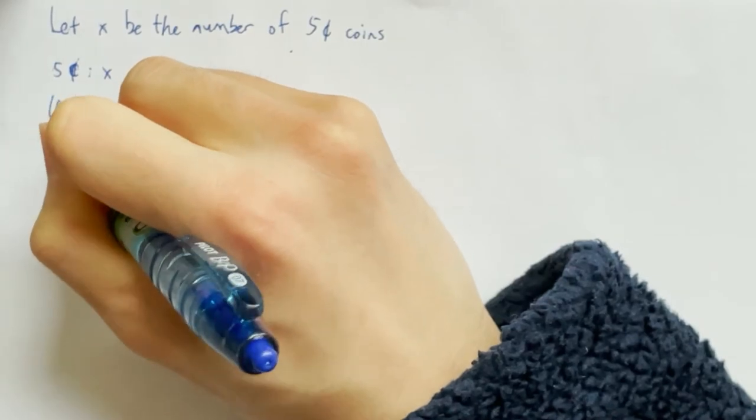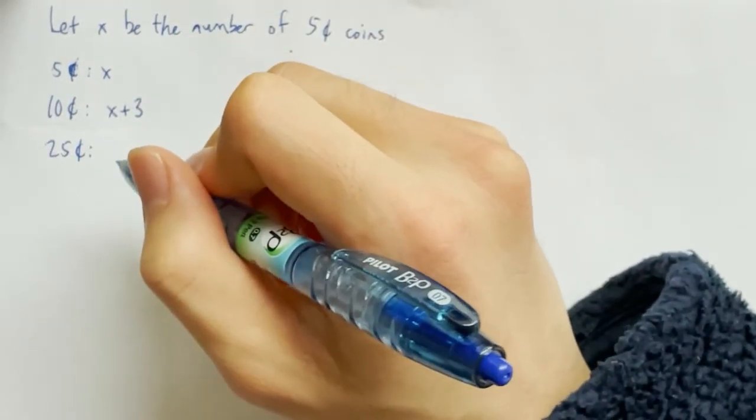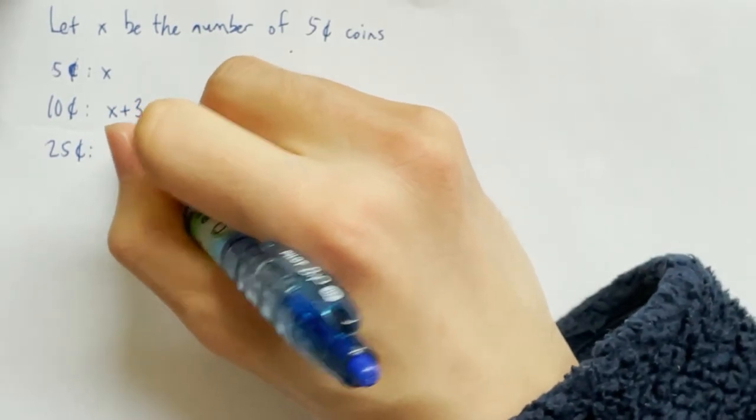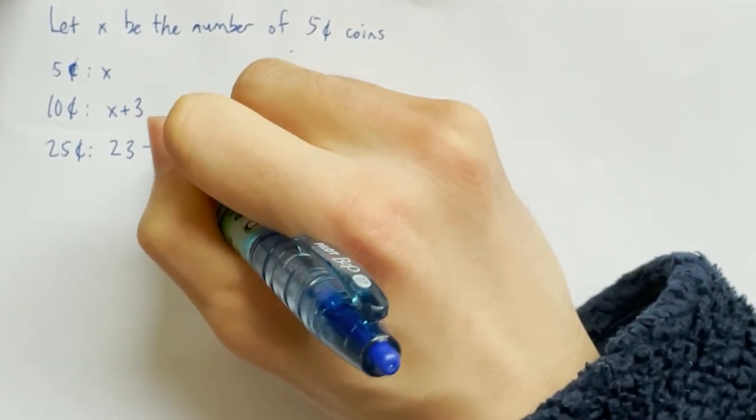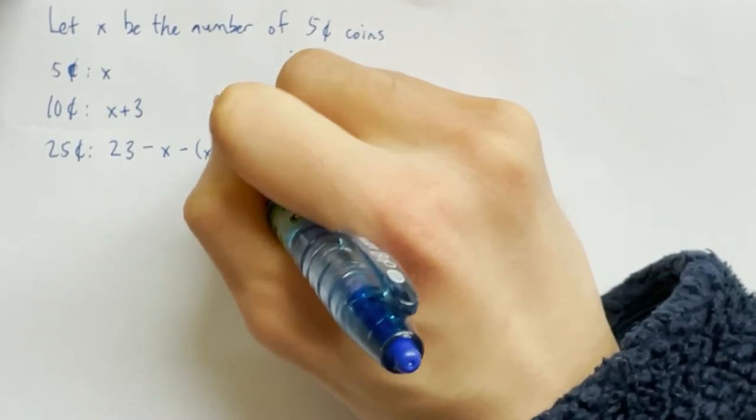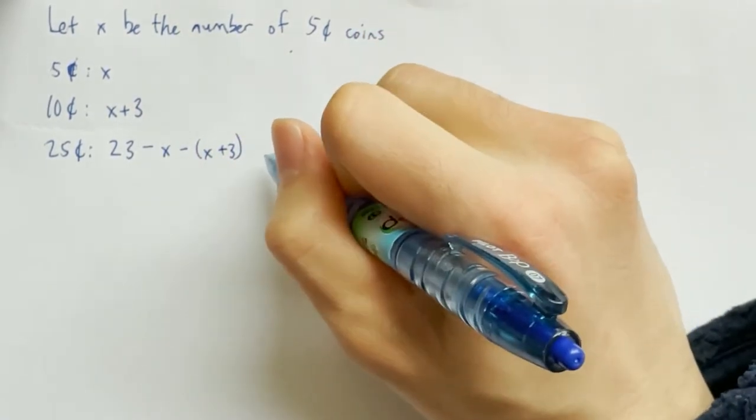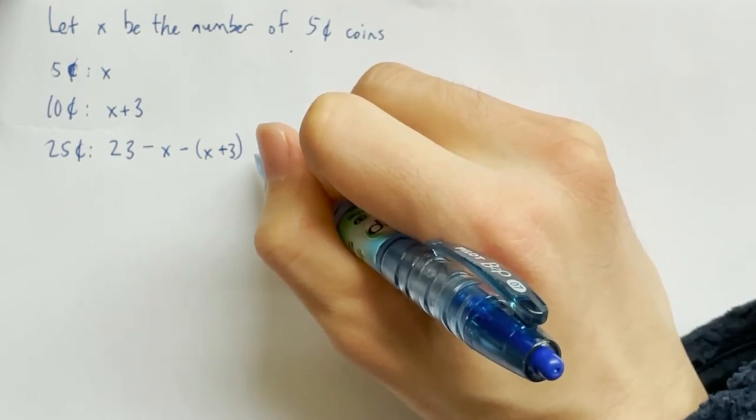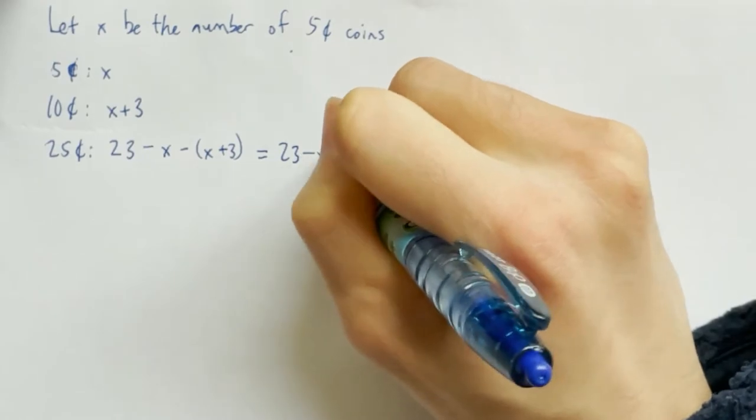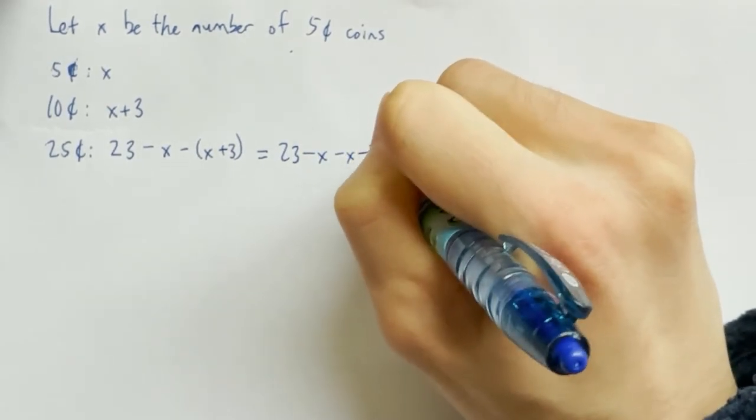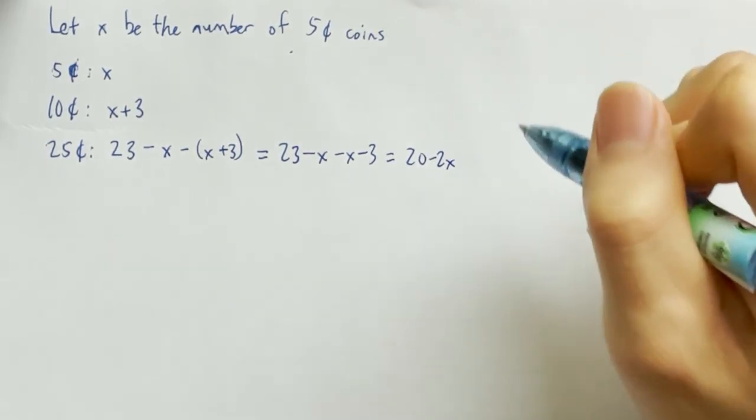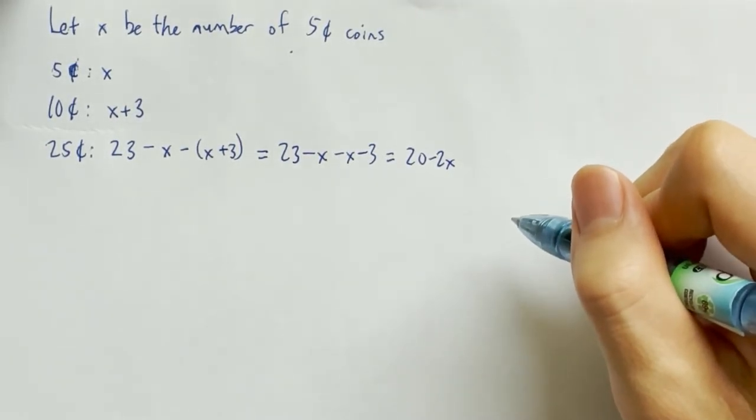And the number of 25-cent coins, well, we're given that we have in total 23 coins. So if we take 23 and we subtract off the number of 5-cent coins, which is x, and the number of 10-cent coins, which is x plus 3, this should leave us with the number of 25-cent coins. So to simplify this expression, we can expand the bracket to get minus x minus 3, and collecting the like terms, we'll have 20 minus 2x 25-cent coins.